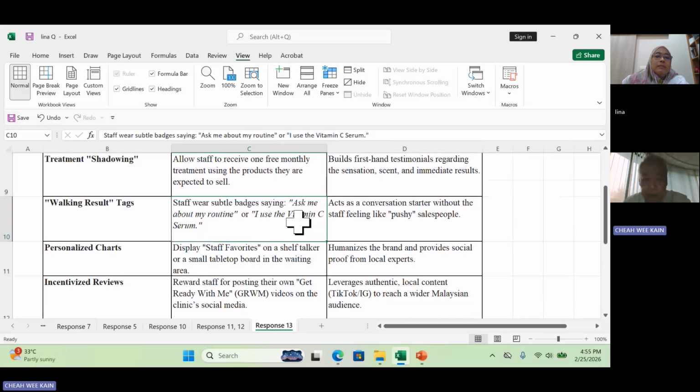Put a tag on some key tags. Who wears this tag? Your people wear the tag. Okay, I see, this is cool. You make a badge, like a badge or a tag, right? Ask me about my routine. You've got this kind of thing. Or ask me about my skin routine.